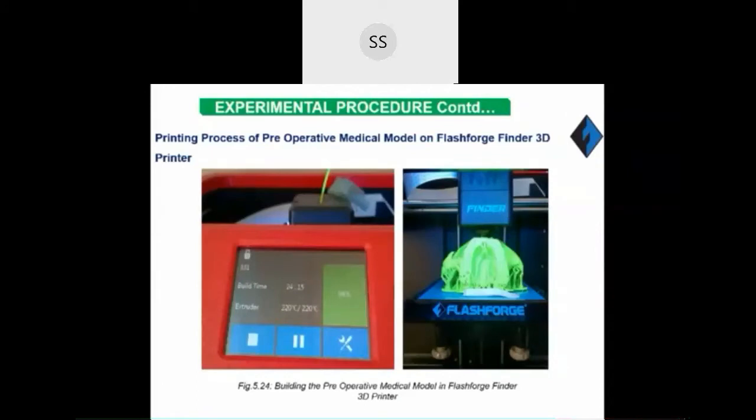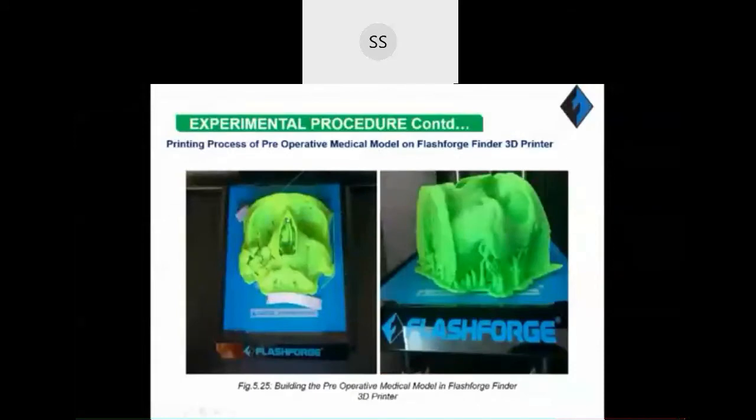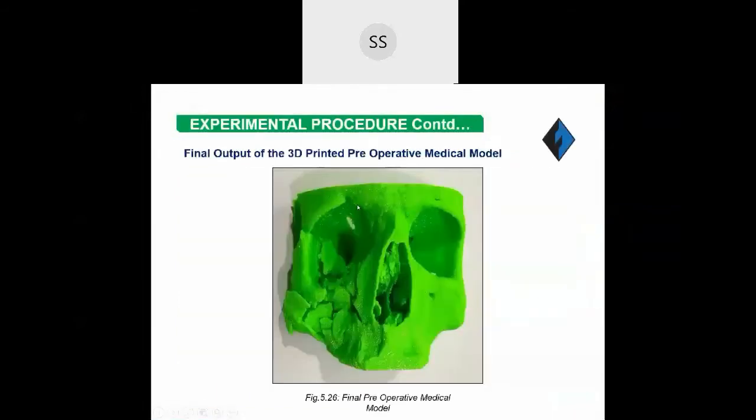You get this part. Preoperative medical model in FlashForge printer. So this is the preoperative medical model you get here. And this is what I got, the entire model before operation, to understand how that fracture happened. So this we will be giving to the doctor.